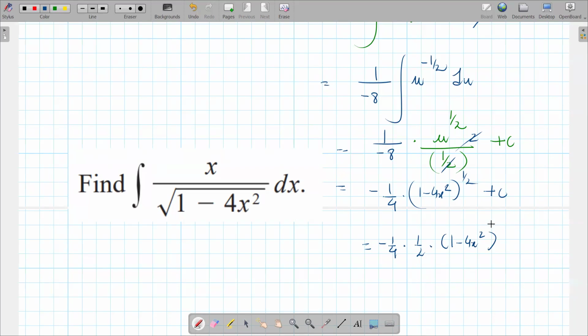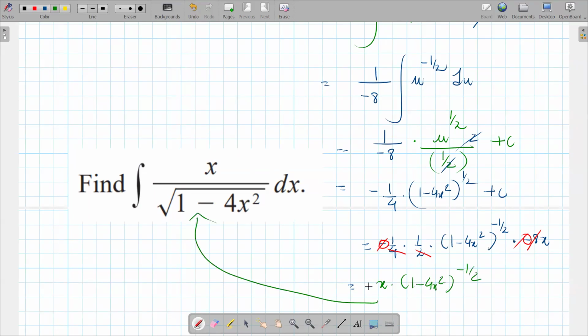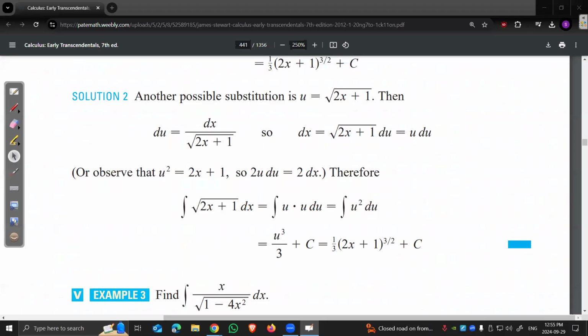You take 1 away from the exponent, and then the chain rule component here would be negative 8x. Now when you do this, you'll see that 4 times 2 is an 8. This negative sign and this negative sign cancel out, and you'll be left with x times 1 minus 4x squared to the negative 1 over 2, which is this thing right here. So it checks out.